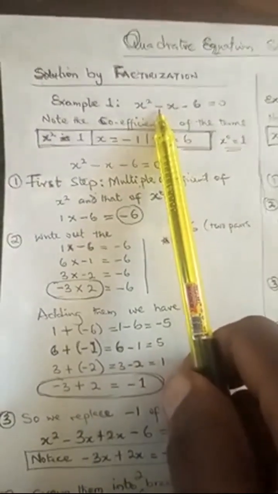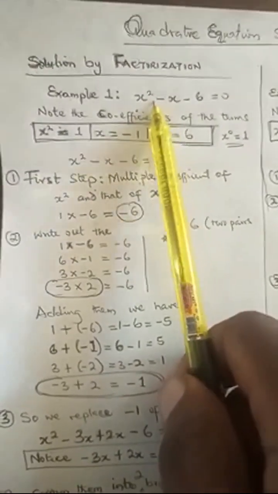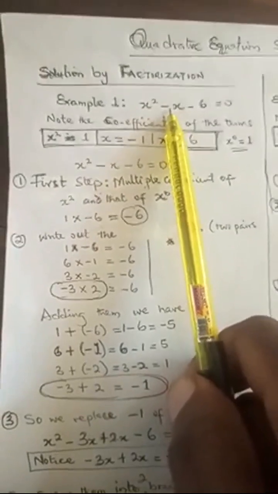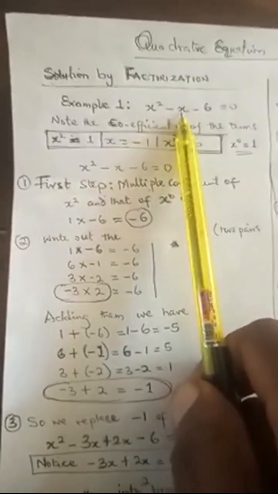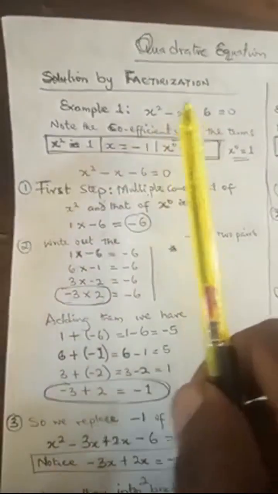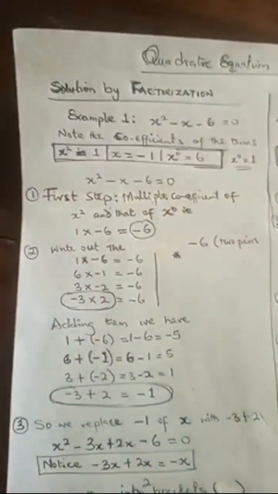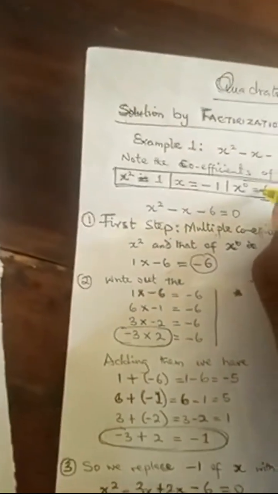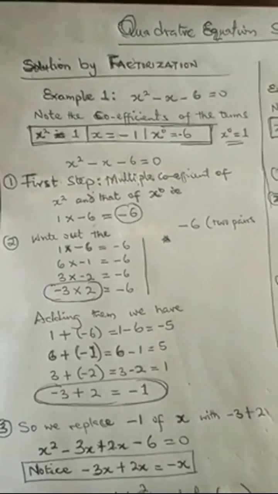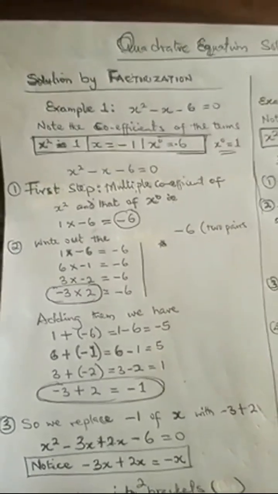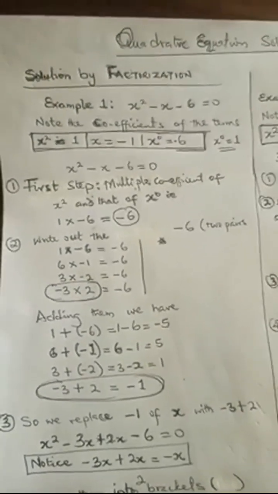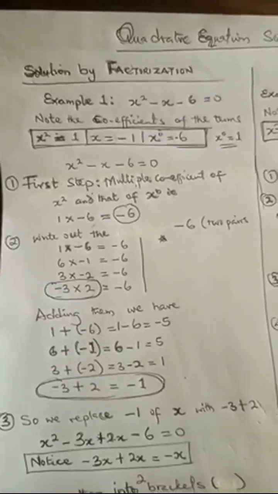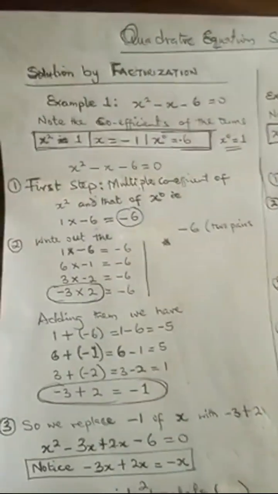The reason we have the minus without the 1 is because 1 is never written as a coefficient. So you have minus x, which is minus 1x. Then the coefficient of x raised power 0 is minus 6. Okay, so that is to say you have x raised power 2 coefficient 1, x raised power 1 coefficient minus 1, x raised power 0 coefficient minus 6.